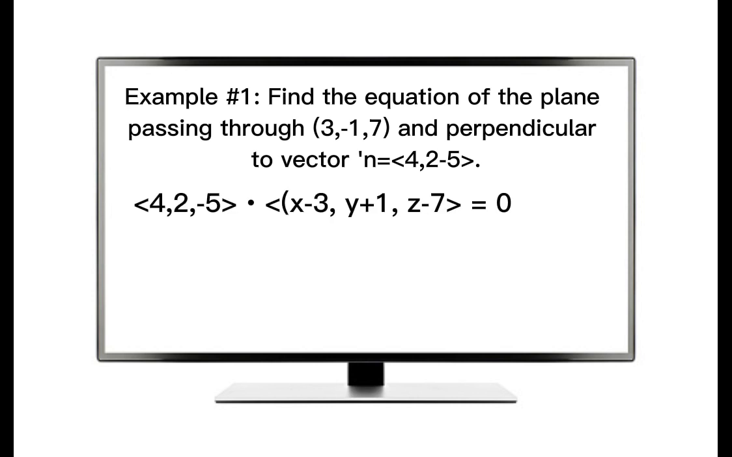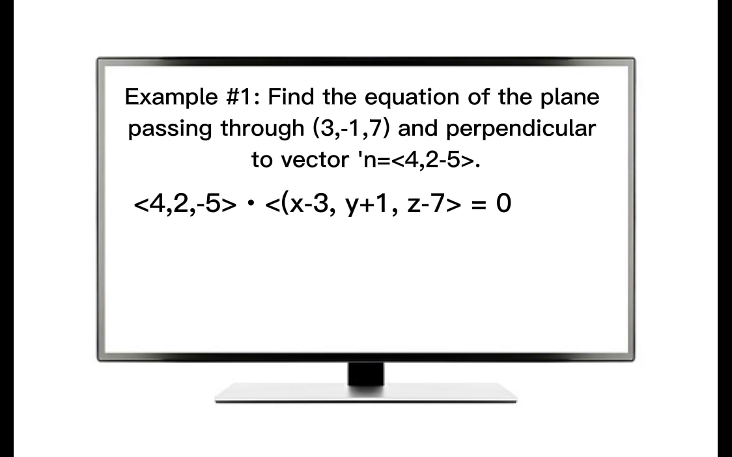So what we're going to do is take our normal vector n, which is 4, 2, negative 5. It's going to be dotted with r minus r naught. So r is x, y, z, minus our point: x minus 3, comma, y plus 1, comma, z minus 7 equals 0. This is the vector equation of a plane. You can leave it like that.